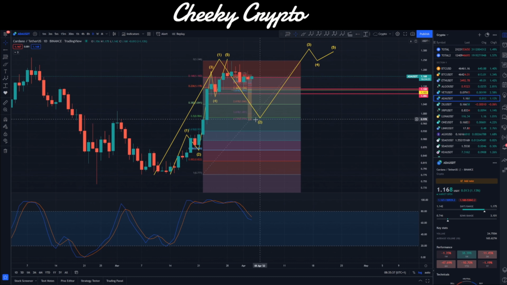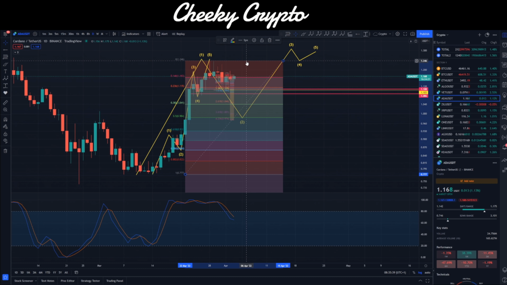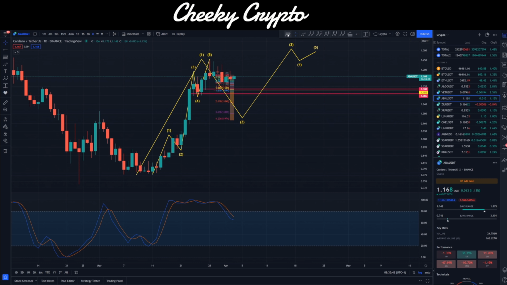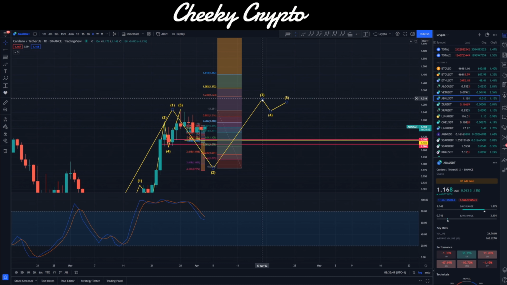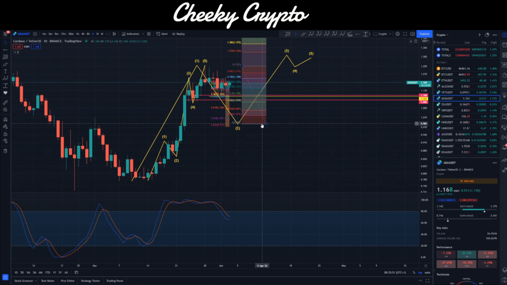And if this is the case, let's hypothetically just say, let me just remove this, and we'll hypothetically say that we have a 50% retracement on Cardano. And if we do that, then our wave 3, we actually need to move this around a little bit.